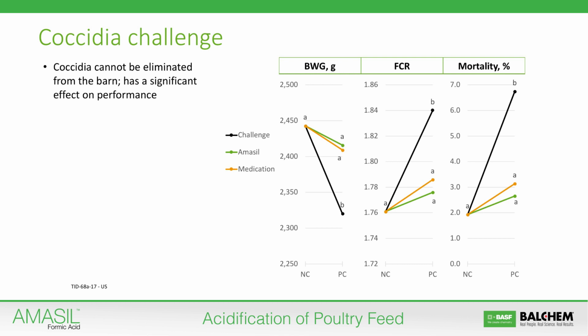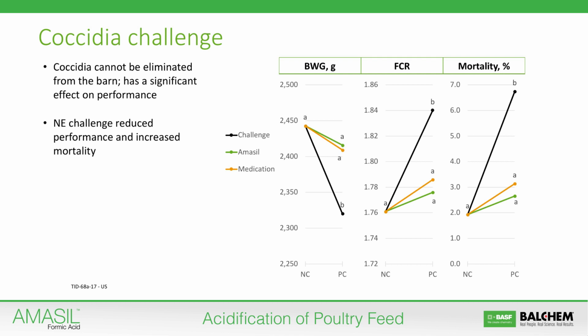So looking at body weight gain, we've got the negative control on the left, and then the lines show the difference between the negative control and the positive control, or the challenged groups. We see that challenged and untreated, there is a significant reduction in body weight gain. We see a significant loss in feed conversion going from 1.7 to 1.8. And we see a significant increase in mortality, going from 2% in the absence of a coccidia challenge up to 7% as a result of that coccidia challenge.